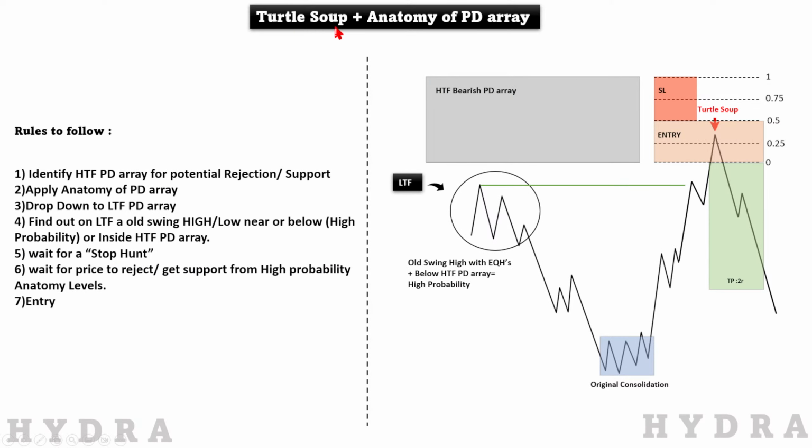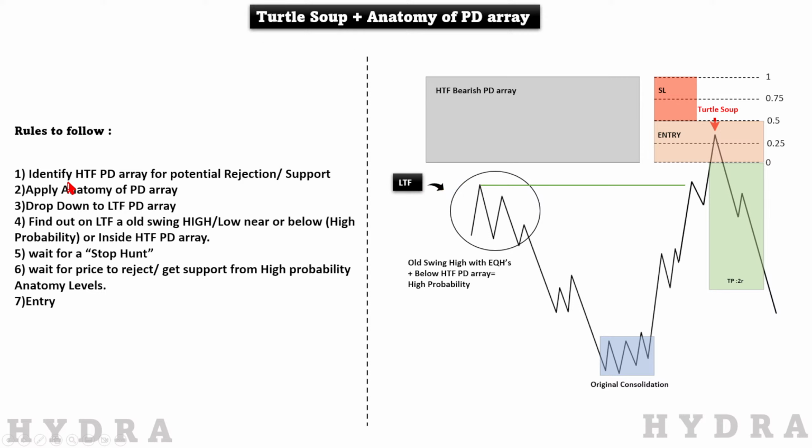As you can see, we have our first model here, turtle soup plus anatomy of PDA. So how does it work, right? We have our bearish higher time frame PDA here. So what do we do here? We have a couple of rules, I'll go through them. At first we identify our bearish PDA. Now let's see what our rules tell us.